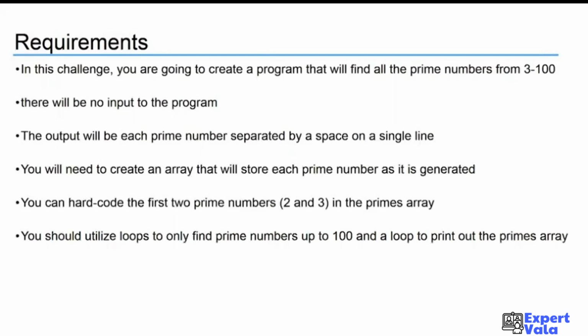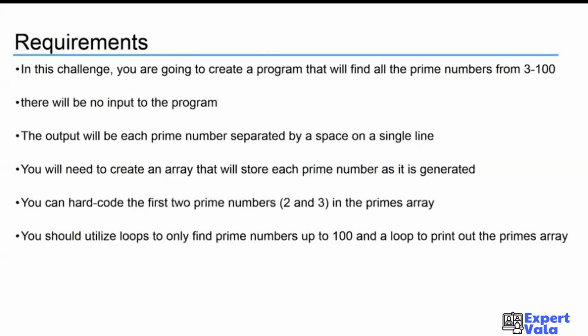We want to utilize loops for this assignment to only find the prime numbers up to 100. So right off the bat, you should envision a loop at least to display the prime numbers that you found. That would probably be the ending loop, the loop at the end of your program that just goes through the primes array and displays everything that's inside there.